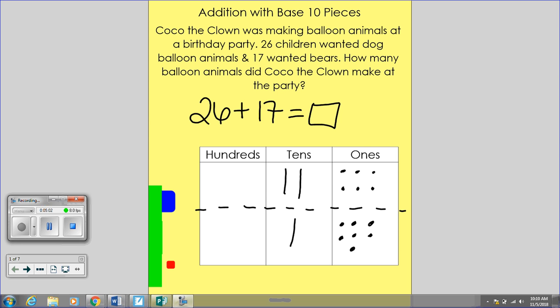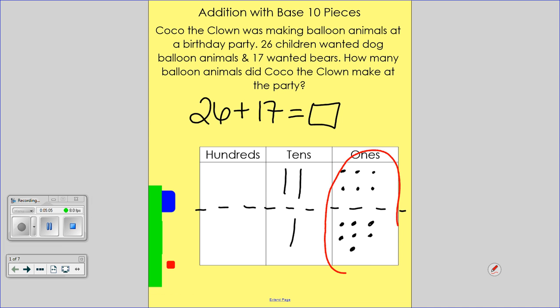Our ones. How many total ones do I have in my ones column? How many total ones? You have a 6 and a 7. That sounds a lot like doubles plus 1 to me. Ooh, Ryan? 13. Can I squish the number 13 in the ones place? I can squish it in there? No. 13 cannot get squished where one digit is supposed to go.